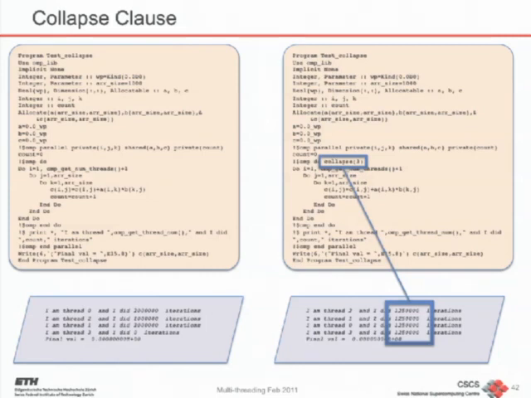Could be you only want to collapse 2 loops. By collapsing the loops, though, you do tend to lose some data locality, which is what we're going to look at next, unless you collapse all the loops.